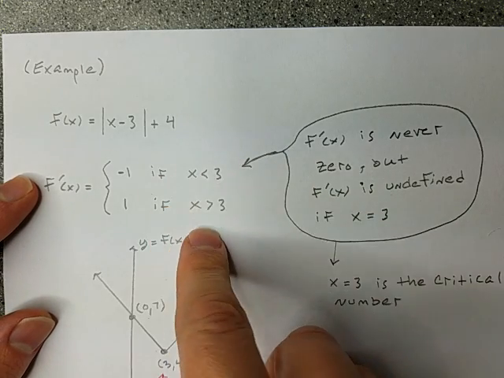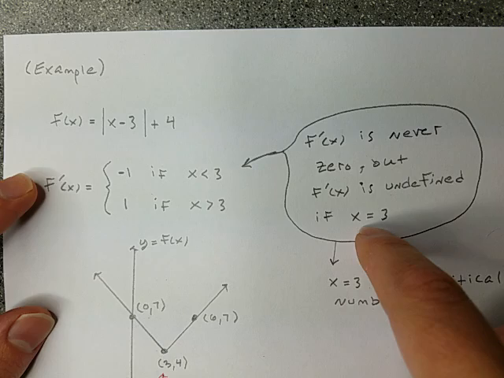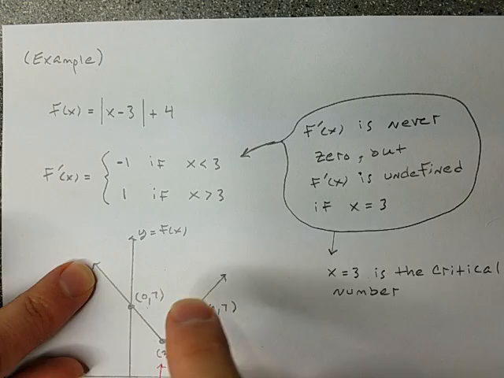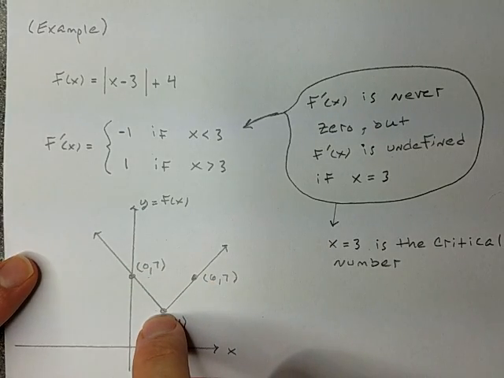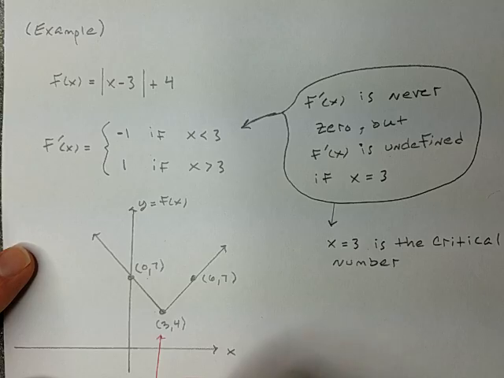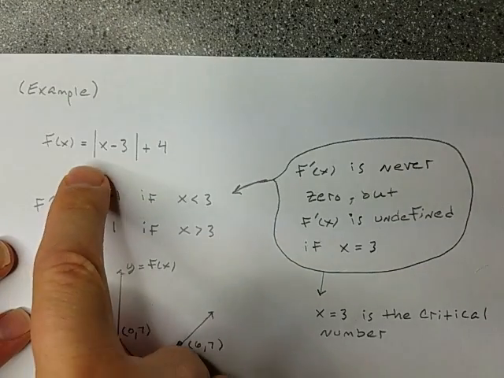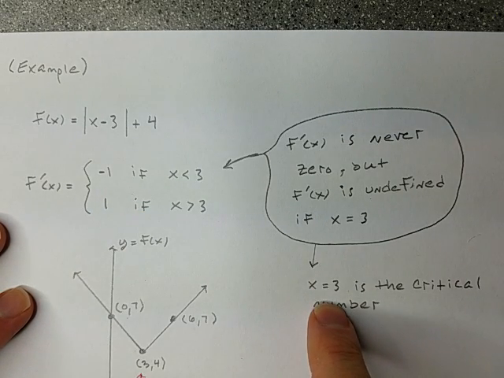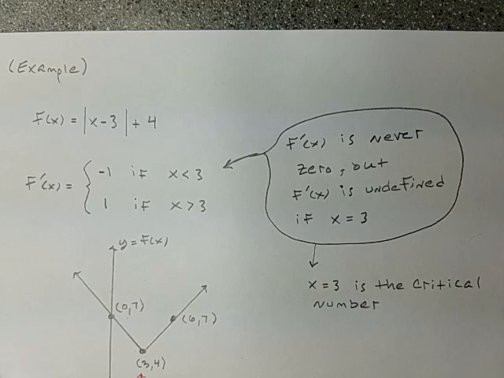But implied in my less than and greater than is that it's undefined at 3. There's no way to measure the slope at the corner. Here's a line of slope negative 1, and here's a line of slope 1, but where they meet, the slope isn't anything. So the slope is undefined at a corner point. Now we would say that, well, this curve has a critical number of 3. Because it's, as a matter of fact, true that the derivative is undefined at 3.